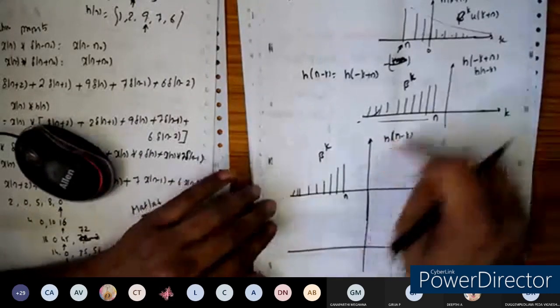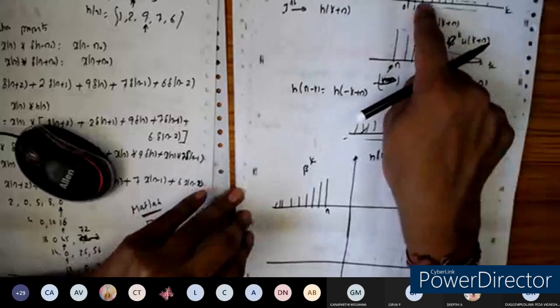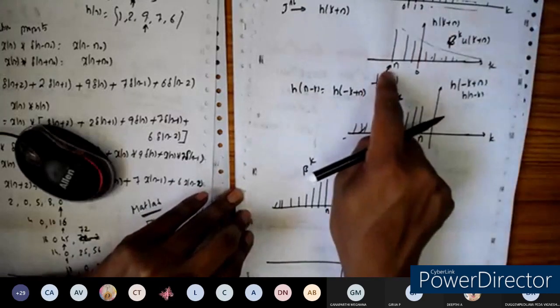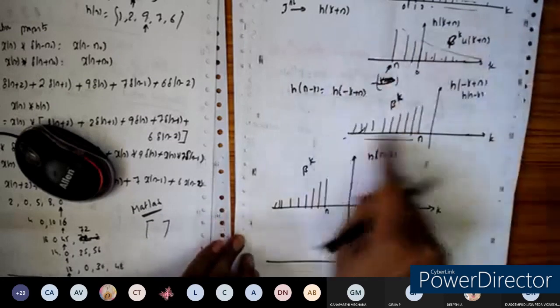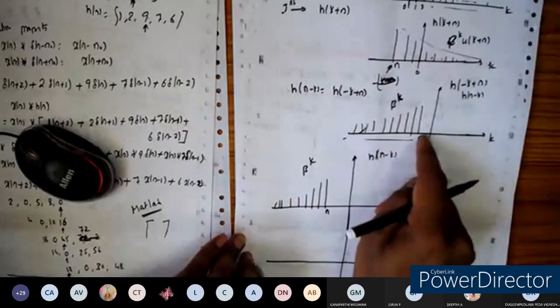H of n minus k. How we obtained it is we first drew the signal h of k. Next, we shifted it towards the left side by n units. Next, we took the reflection. The reflected sequence has become like this.